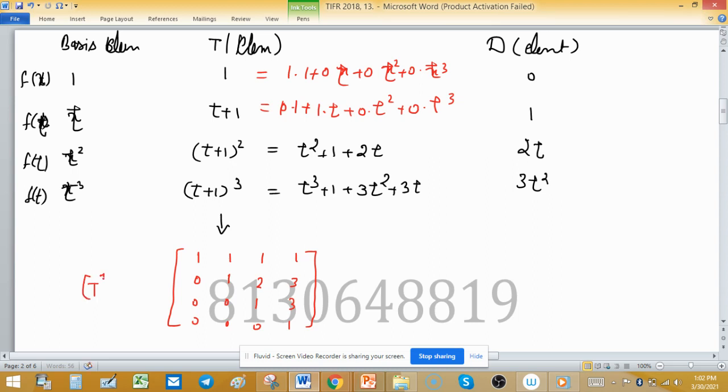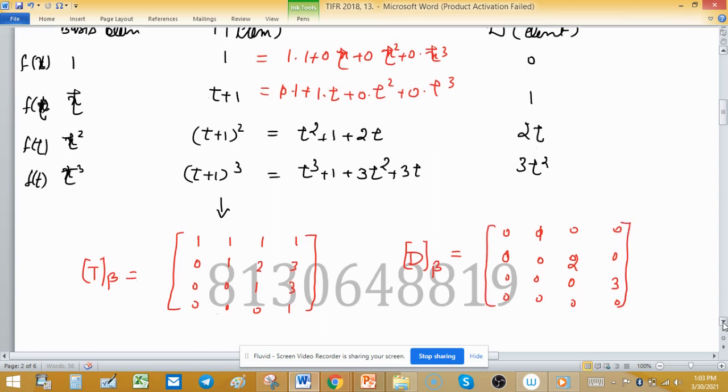So we can write T beta, and this is the matrix representation of D with respect to the same basis: the first column is 0 0 0 0, the second is 1 0 0 0, the third is 0 2 0 0, and the fourth is 0 0 3 0.